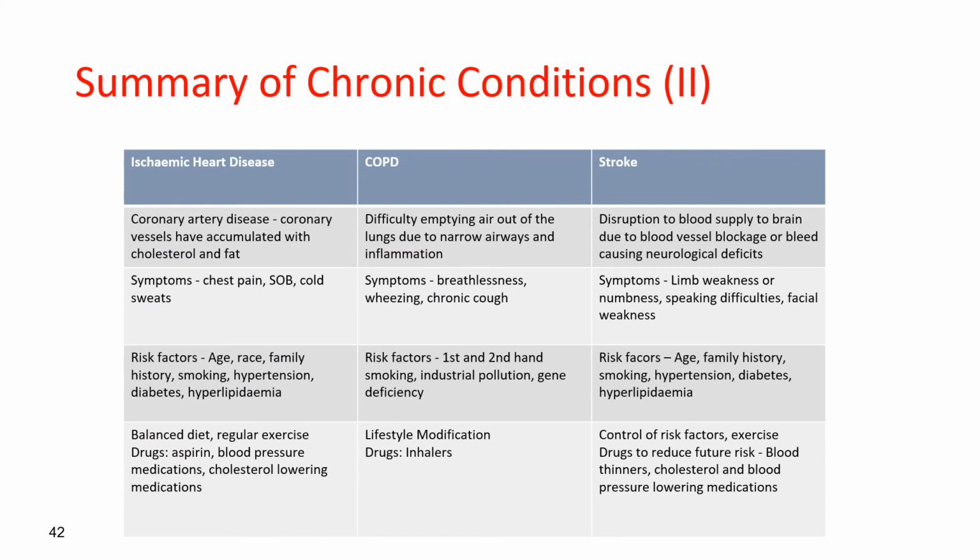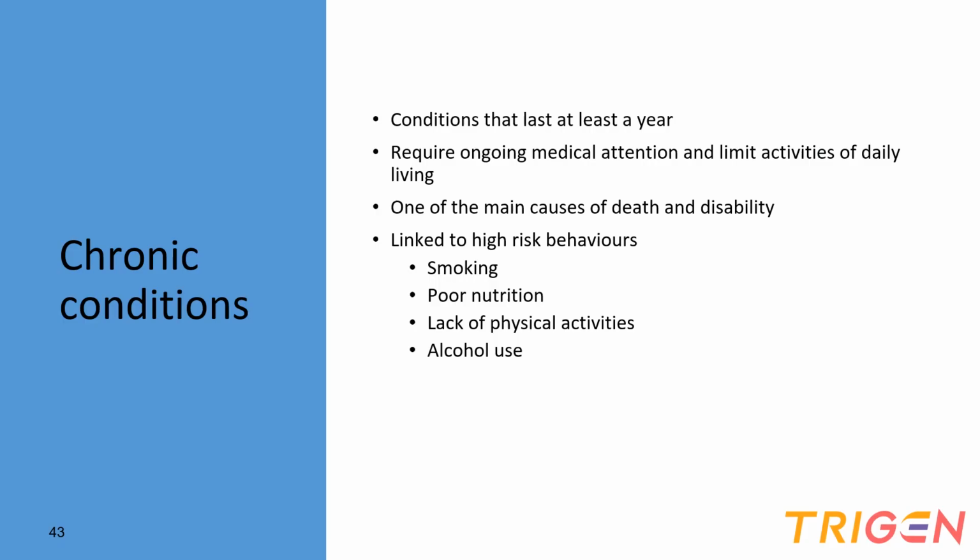Finally, this is the last summary of the chronic conditions that we have gone through: ischemic heart disease, COPD, and stroke. As you can already appreciate, these chronic conditions will stay with the elderly for life. The official definition of a chronic condition is a medical condition that lasts at least a year and requires ongoing medical attention and limits activities of daily living. These medical conditions are one of the main causes of death and disability, and they are linked to high-risk behaviors such as smoking, poor nutrition, lack of physical activities, and alcohol use.